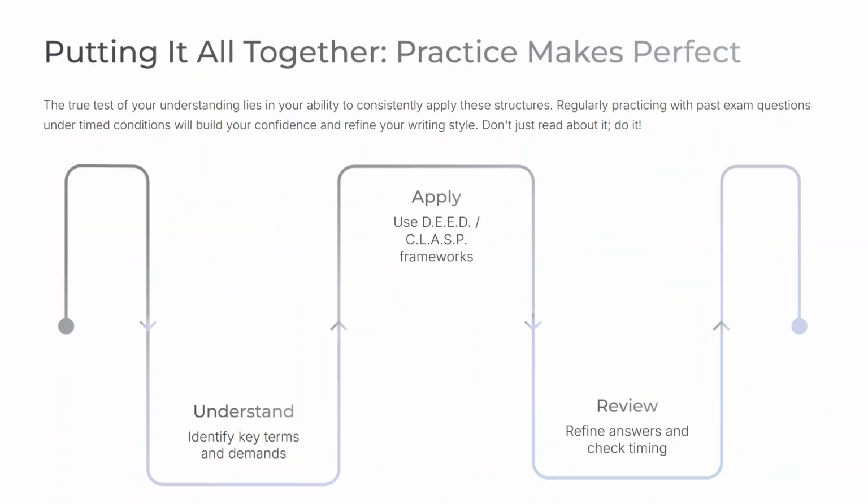The true test of your understanding lies in your ability to consistently apply these structures. Regularly practicing with past exam questions under time conditions will build your confidence and refine your writing style. Don't just read about it, do it. A. First, understand: identify key terms and demands. B. Apply: use DED and CLASP frameworks. C. Review: refine answers and check timing.